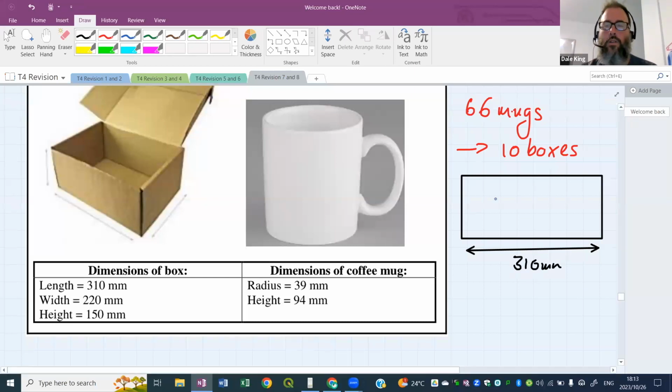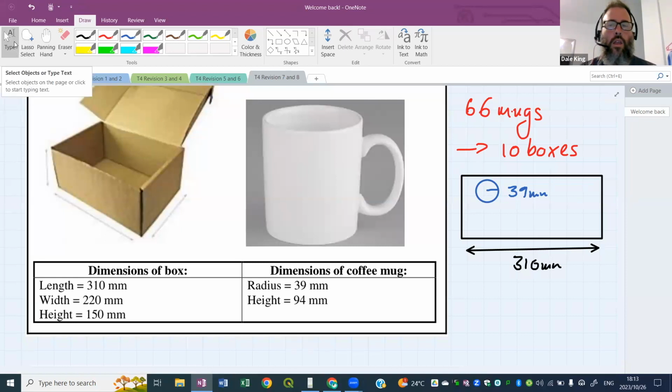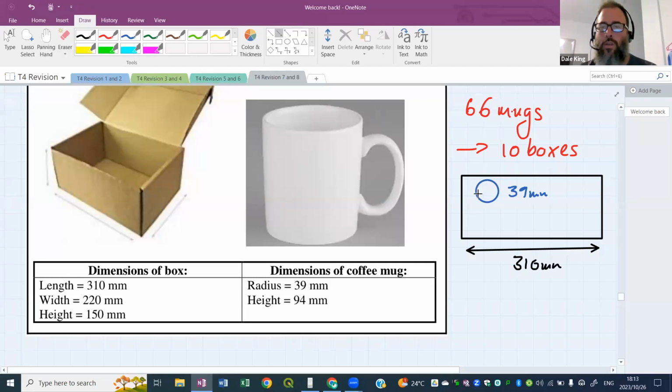And one mug, I'll draw a little circle here. Its radius, that little line there, is 39 millimeters. Can we just put 78 millimeters, because then that's going to be diameter? Very good, I'm glad you mentioned that. Like Mohammed suggests, we need to work with diameter instead, going across the mug like this, that'll tell us from edge to edge of the mug.